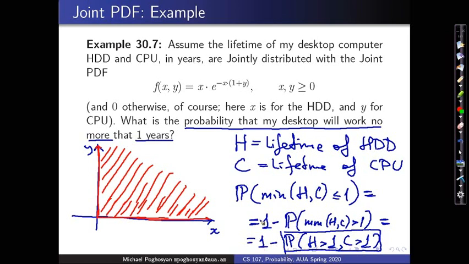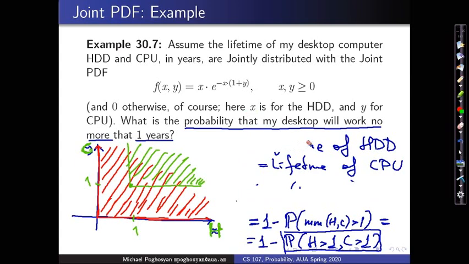To calculate this, I'm drawing this region. In fact, I'm changing the notation. This is H, this is C, this is 1, this is 1. So I'm considering the region where H is larger than 1 and C is larger than 1. I'm obtaining this region to calculate this probability. Now I can integrate my function over this region. So I'm erasing this part and calculating only that probability.